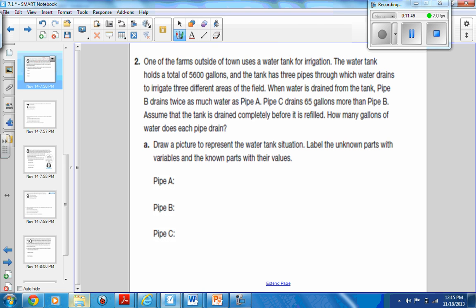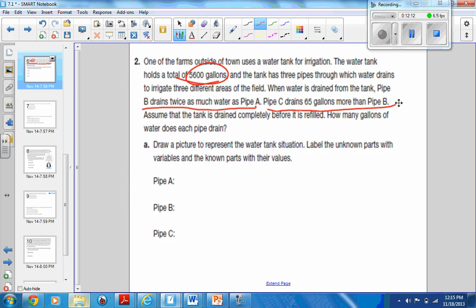Okay, so we have the total. The water tank holds 5,600 gallons, but they have three pipes. Pipe B drains twice as much as pipe A. Pipe C drains 65 gallons more than pipe B. So let's use that information to do part A. Draw a picture to represent the water tank situation. Label the unknown parts with variables and the known parts with values.